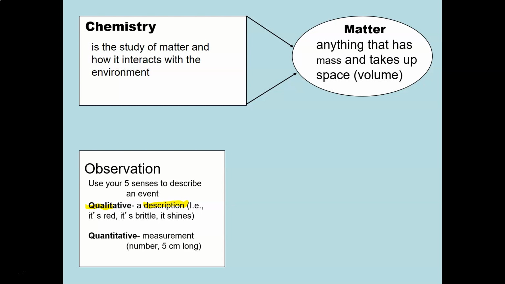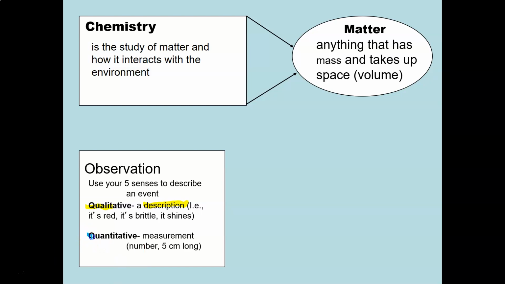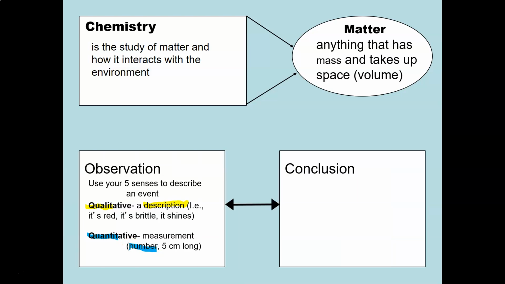Then we can have things that are numbers or quantity, right? So you change those to y's at the end, and you have quantity, which means a number. And those are two types of observations we're going to make.